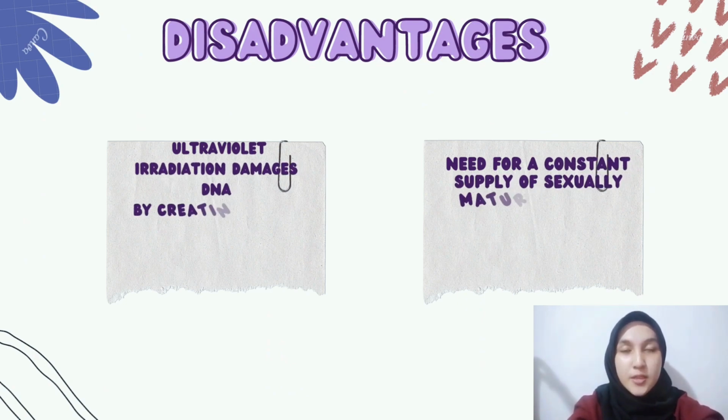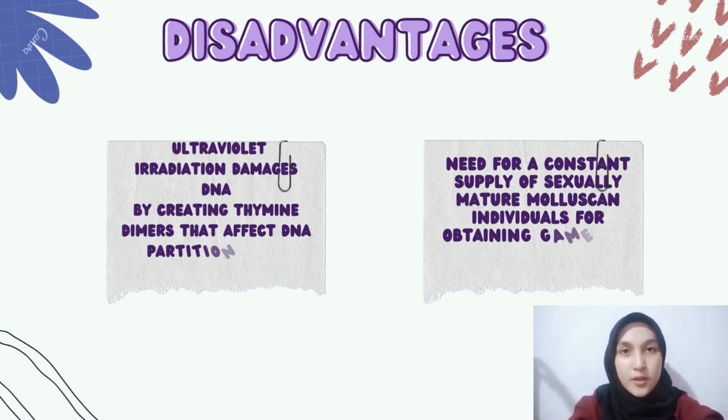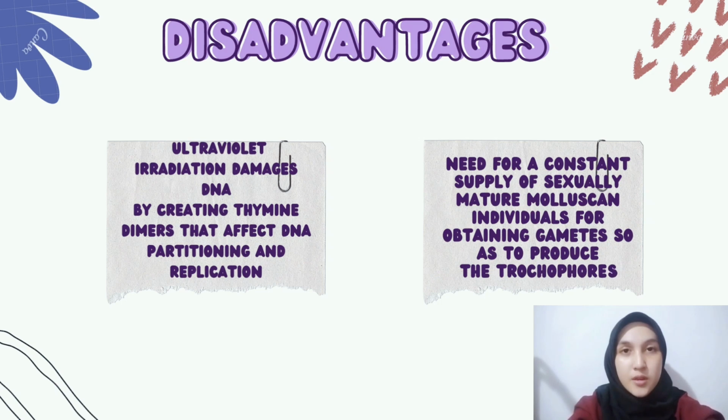So, for the disadvantages of using ultraviolet radiation, the first one is ultraviolet irradiation damages DNA by creating thymine dimers that affect DNA partitioning and replication. Number 2, need for a constant supply of sexually mature male and female individuals for obtaining gametes so as to produce the trochophore larvae.